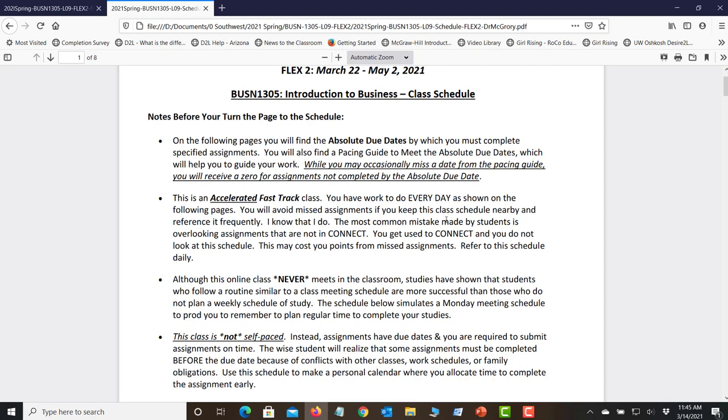I always say to students, keep this schedule nearby and reference it frequently. And you'll see here it says, because I know I do, and I do. I'm constantly looking at the schedule saying, what is the class supposed to be doing today? What is done today? What grades need to go into the system? What's due tomorrow? So you'll be a step ahead if you're looking at that schedule and kind of outpacing me.